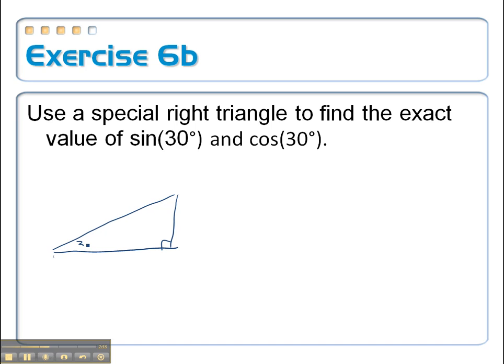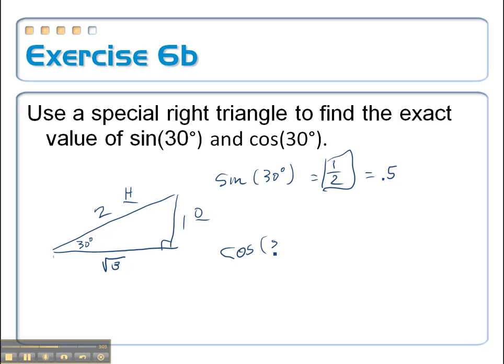Here's my 30 degrees. And I'll pick the side to be 1. That'll be double that at 2. And this is 1 times the square root of 3, or just square root of 3. The sine of 30 degrees, opposite side over the hypotenuse, should just be 1/2. If I put that in the calculator, it'll tell me 0.5, which is 1/2, of course.